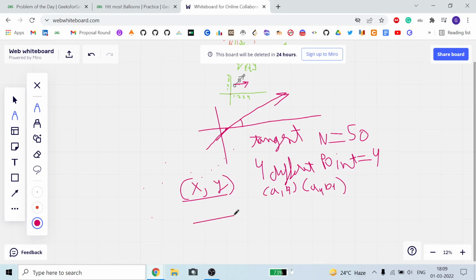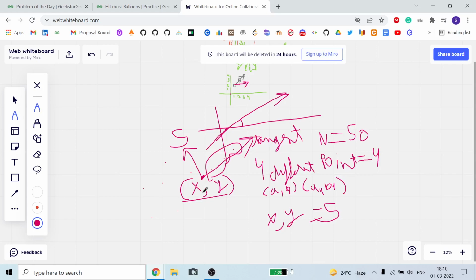Suppose this is my x comma y as of now, and we are throwing in this direction. These 4 points are passed through. So the total number of balloons we can fire is equal to this, and suppose at x, y we have 5 balloons. At a single point we can have more than one balloon also, so we can have 5 balloons.